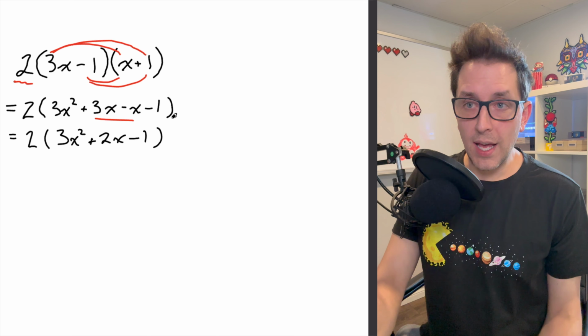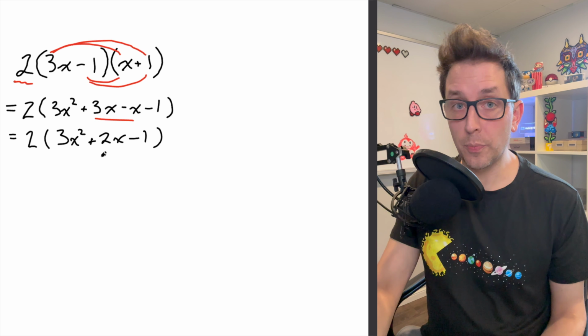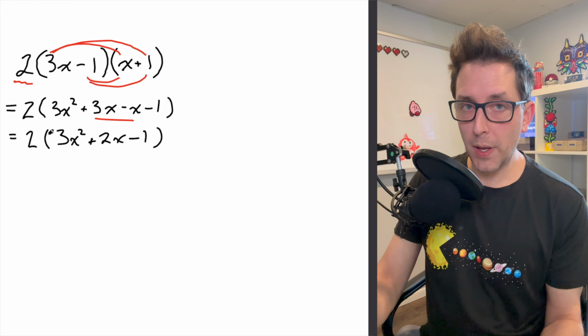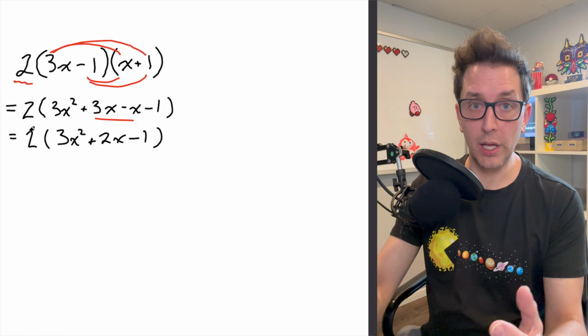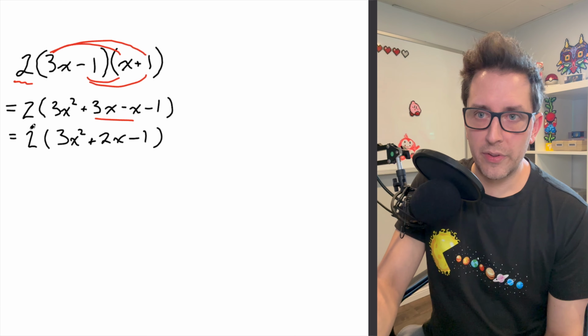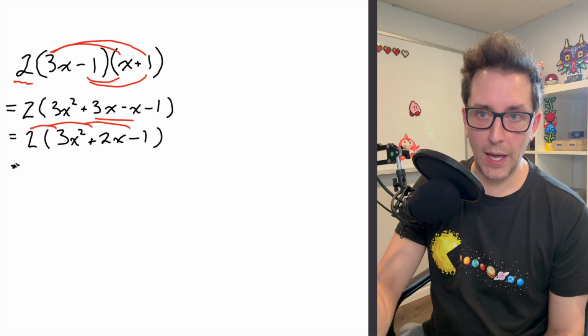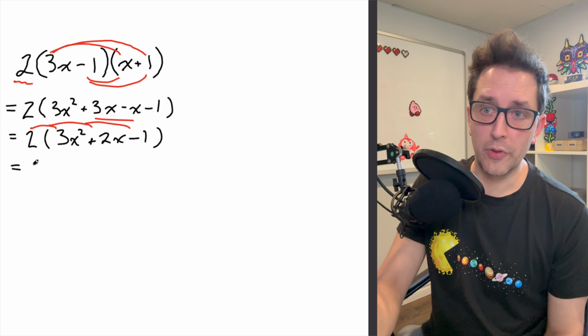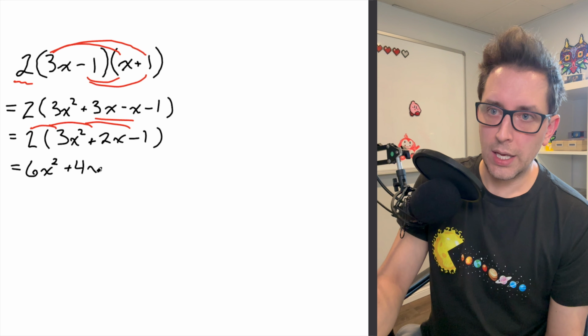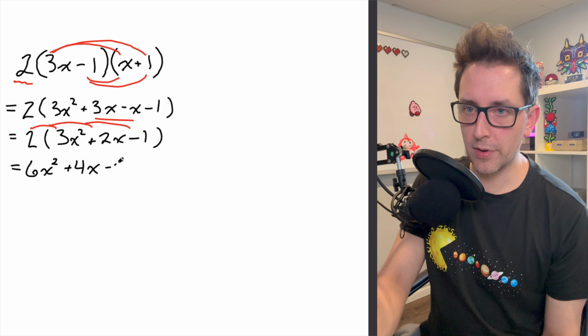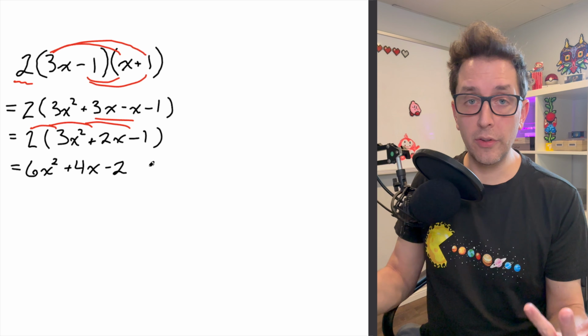All right, so what we have now is just a nice simple distributive property problem, right? We're not multiplying binomials anymore, so we don't need FOIL. We can use the distributive property to simply multiply our 2 into the brackets by each term. Doing that is going to result in 6x squared, right? 2 times 3x squared. 2 times 2x is going to give us 4x, and 2 times negative 1 is going to give us negative 2. Okay, nice little simplified expression after applying the FOIL process.